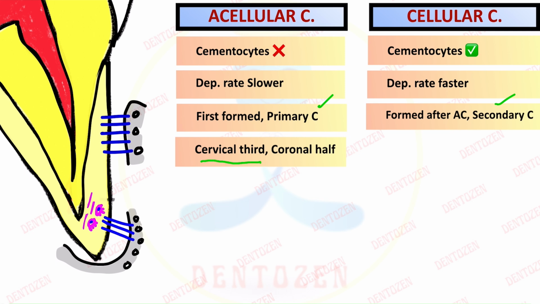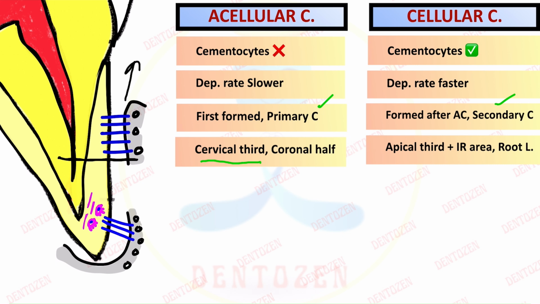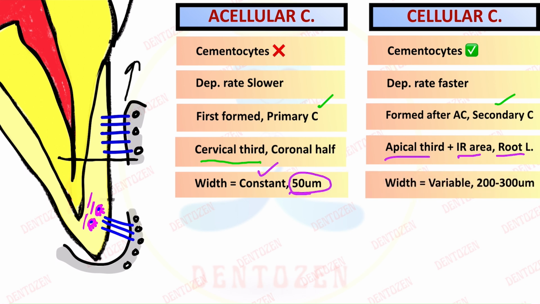Broadly we can say, because two types of cementum can overlap, that acellular is mainly seen in the coronal half of the root and cellular is seen in the other half. So cellular is seen in the apical third, interradicular area, and contributes to root lengthening. Acellular width is less, it is thinner, 50 microns, and it is constant, whereas in cellular, as it keeps forming during repair, its width is variable. It can be 200 to 300 microns and it is thicker.